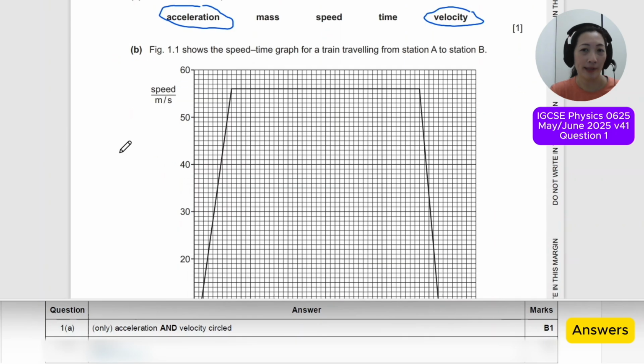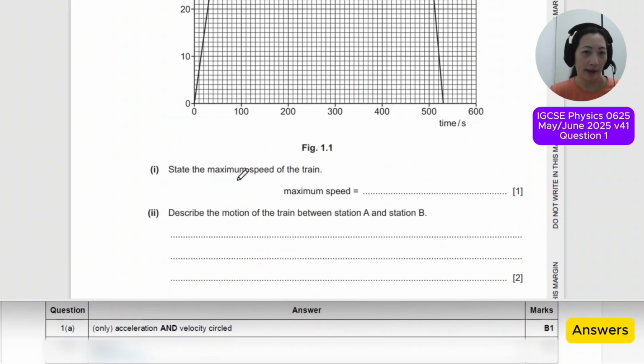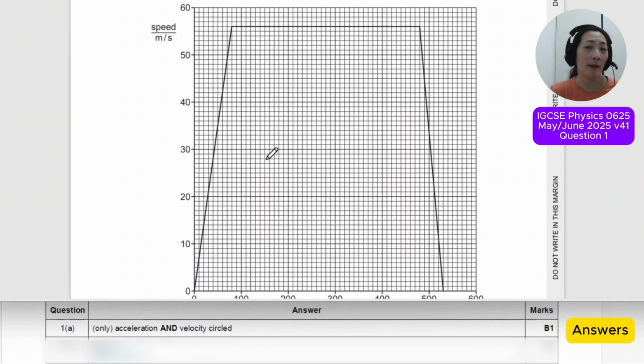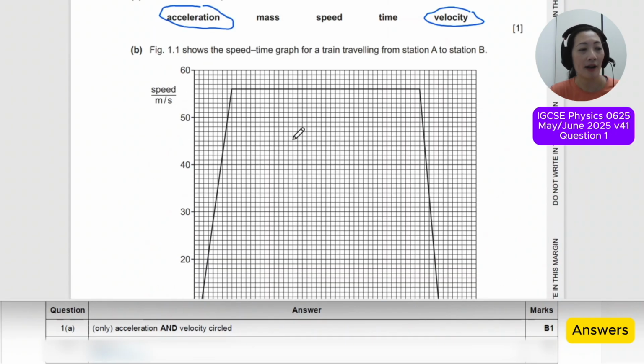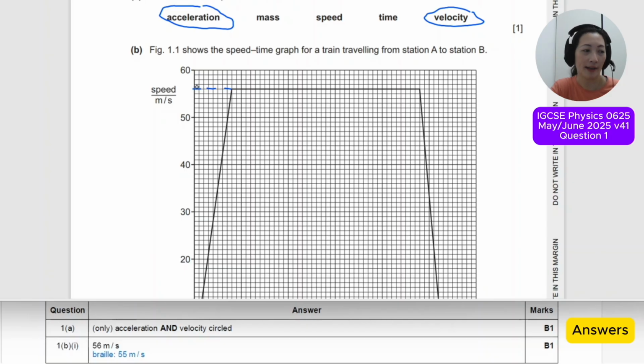Figure 1.1 shows the speed time graph for a train traveling from station A to station B. On the y-axis we have the speed, and on the x-axis is time. 1. State the maximum speed of the train. Because this is a speed time graph, all you need to do is look at the graph and identify where the highest value of speed is. And it's of course along this section of the graph. If you look at the graph, you'll find that the value can be determined from here. And you should be able to see that the answer is of course 56 meters per second.